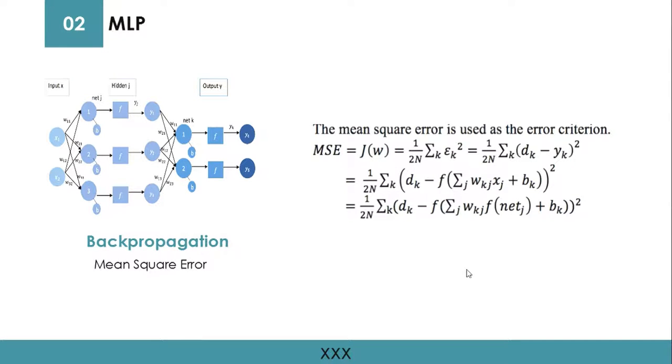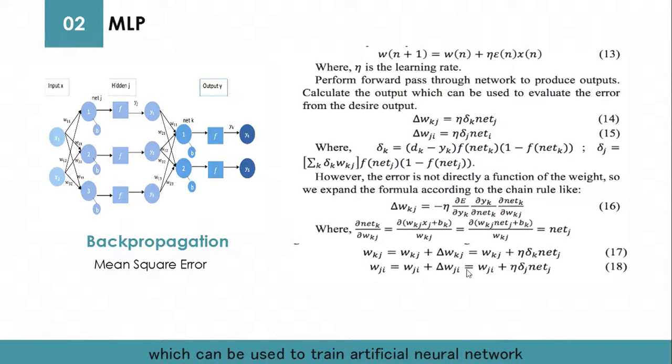And as I mentioned before, the backpropagation is the main algorithm of MLP, and the mean square error is used as an error criterion. BP is the most common and effective algorithm which can be used to train artificial neural network. The forward propagation process is that the training dataset is inputted to the input layer first. After the processing in the hidden layer, the data will get to output layer and show the results.